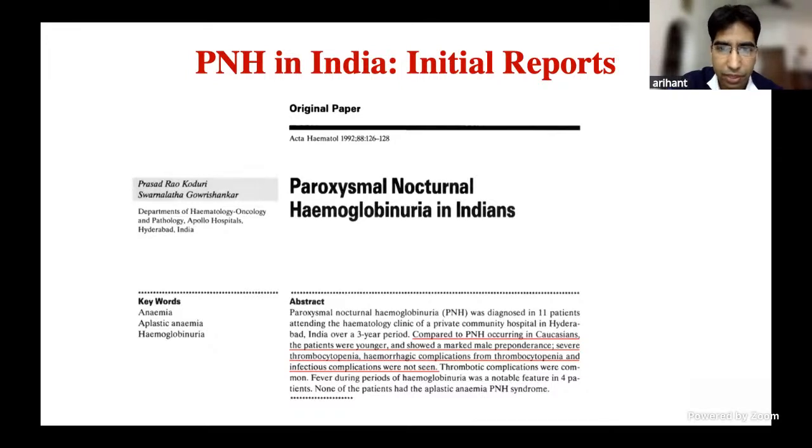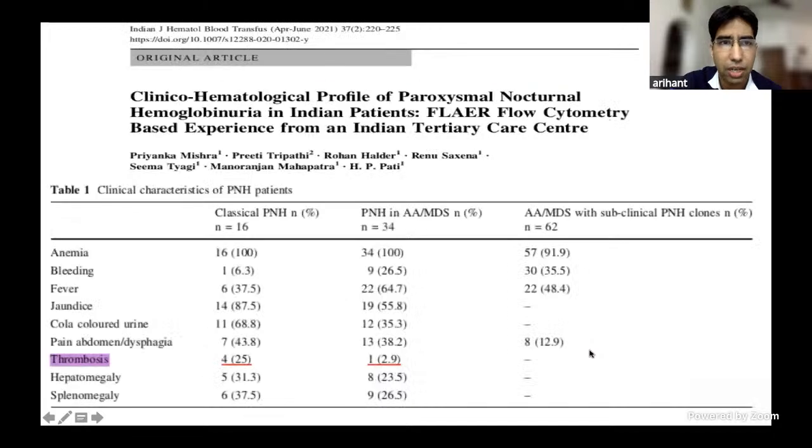And in the initial reports, it was believed that the clinical scenario was dominated more by cytopenias, such as thrombocytopenia and hemorrhagic complications from thrombocytopenia. Though thrombosis was noted, it was not as prominent. So this was the initial report.